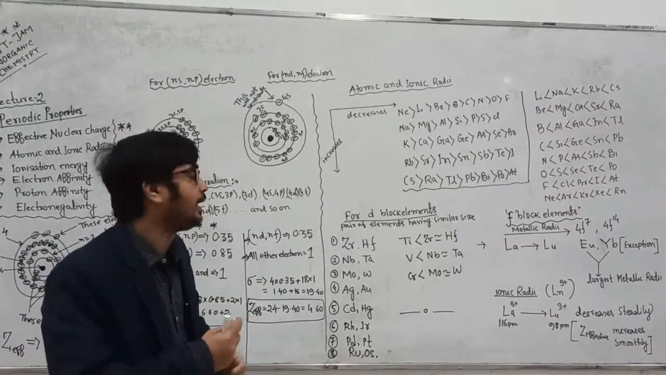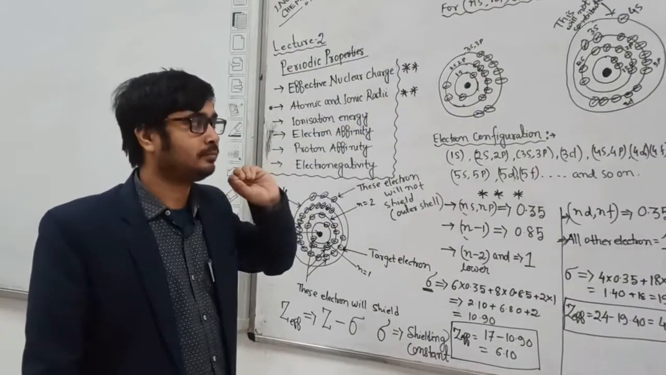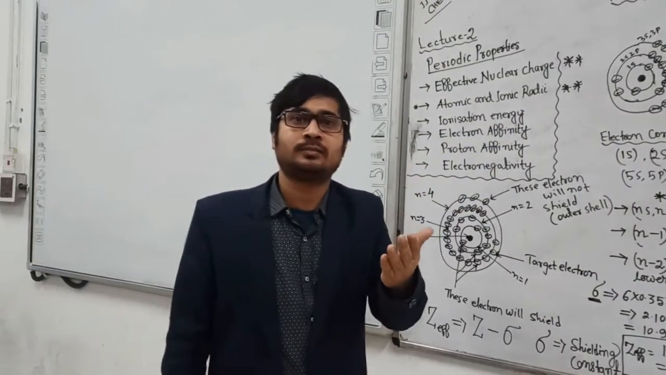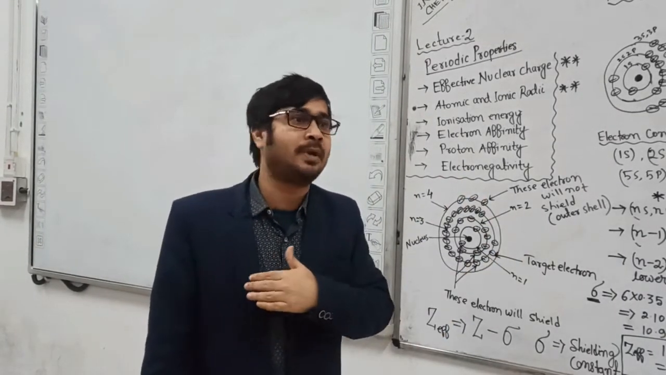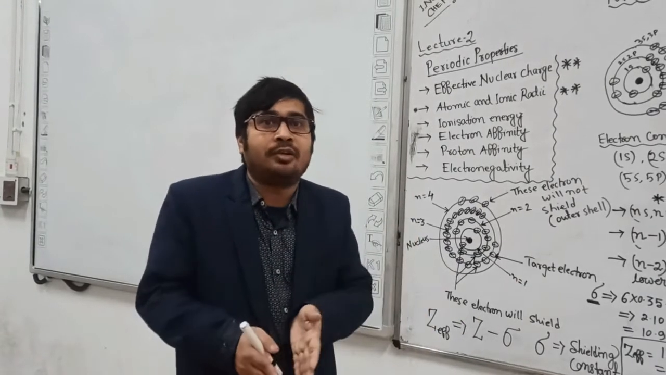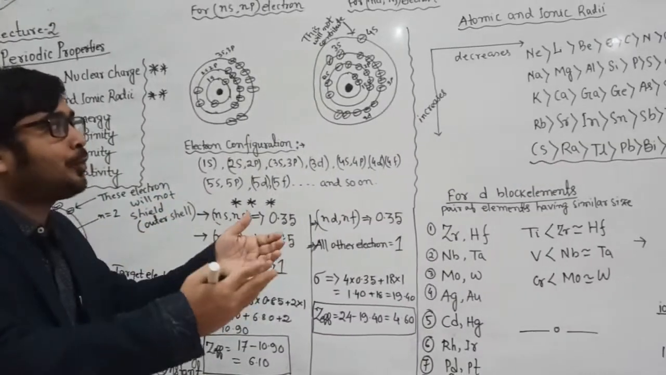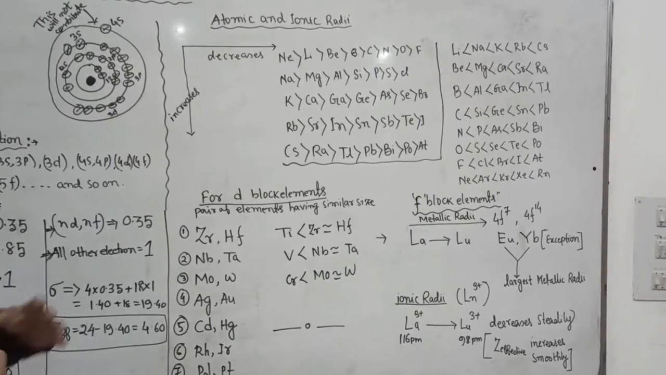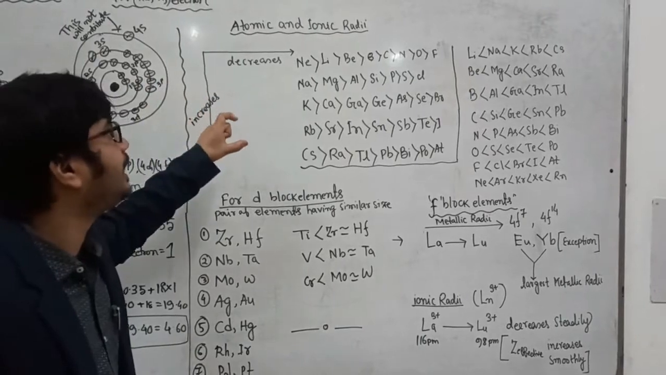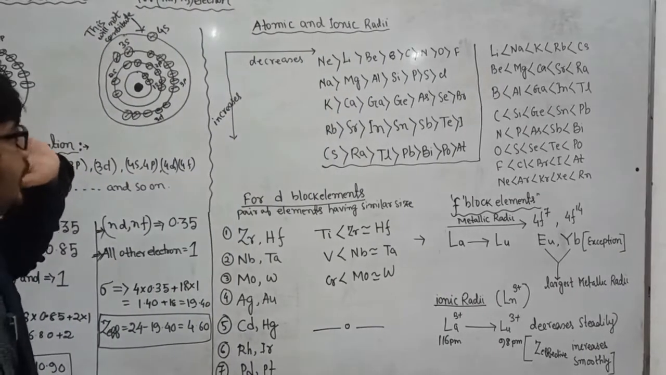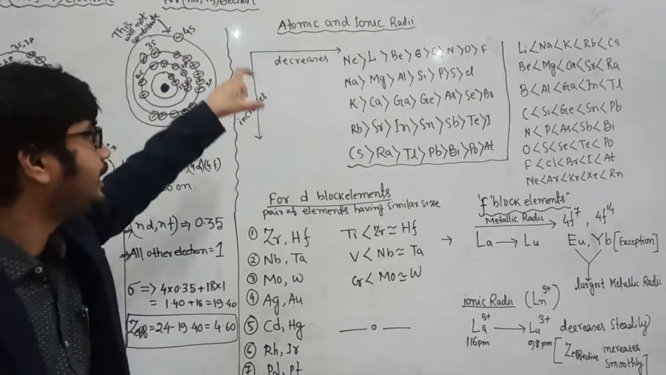Another important property that I am going to discuss in this lecture is atomic and ionic radii, because most of the properties of elements depend on atomic and ionic radii. Their reactions, their products, their coordination number depend on ionic radii. Their solid state structures depend on ionic and atomic radii. So what is the basic trend in atomic and ionic radii? The basic trend is that in a period from left to right, the atomic and ionic radii decrease, and in a group from top to bottom, the atomic and ionic radii increase.